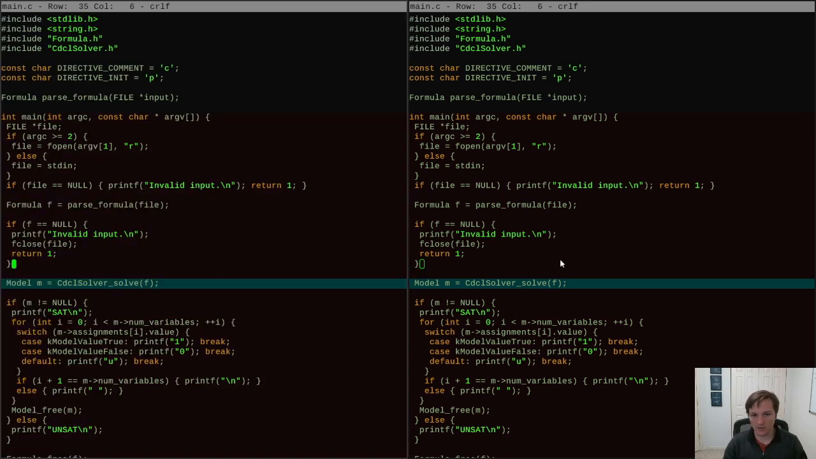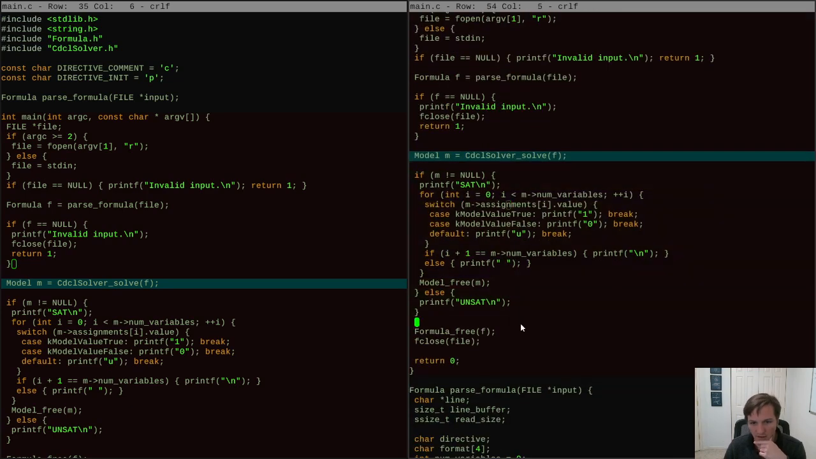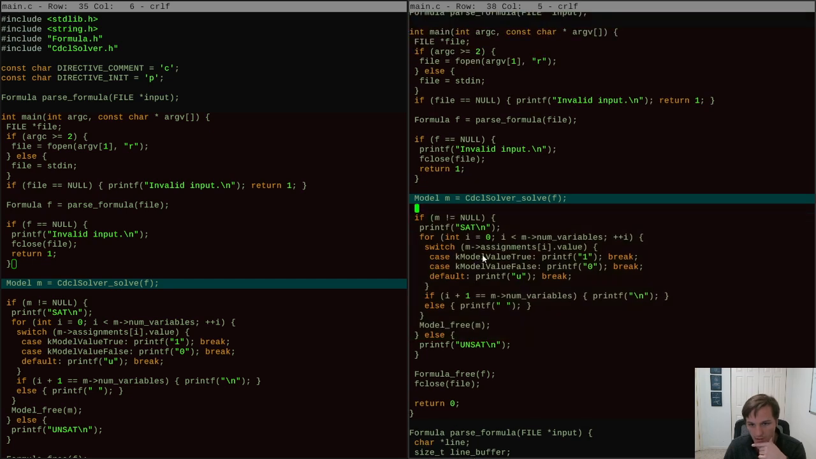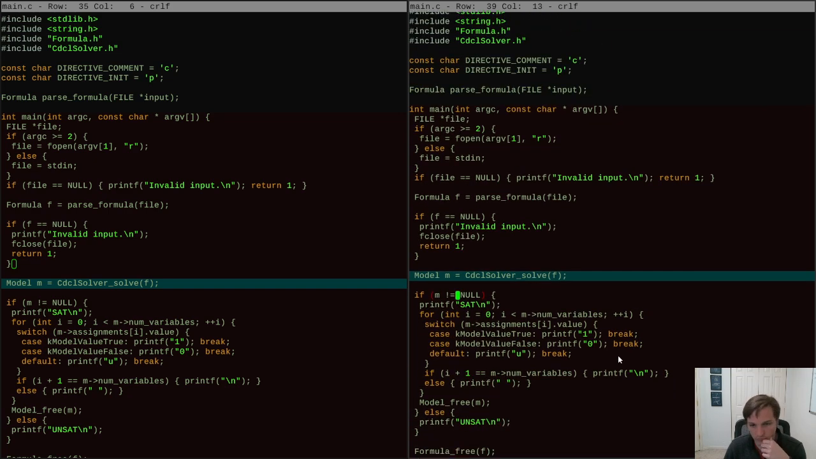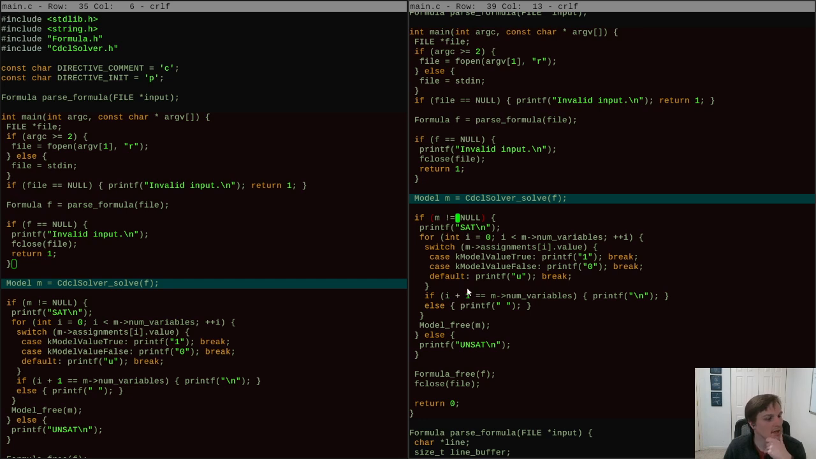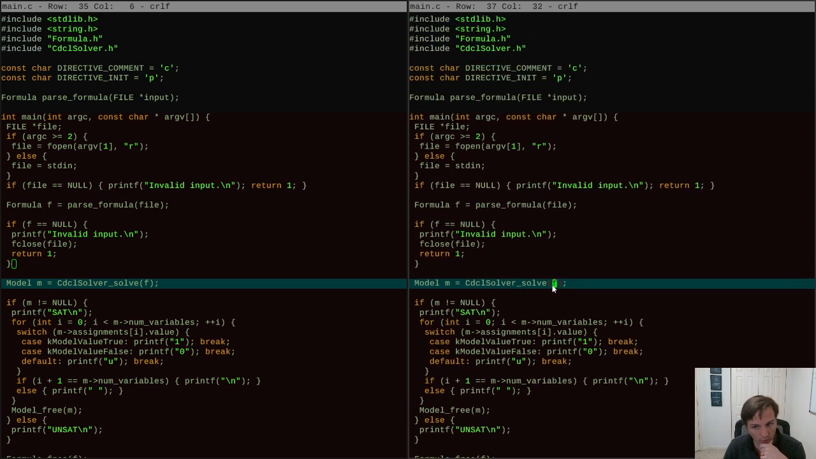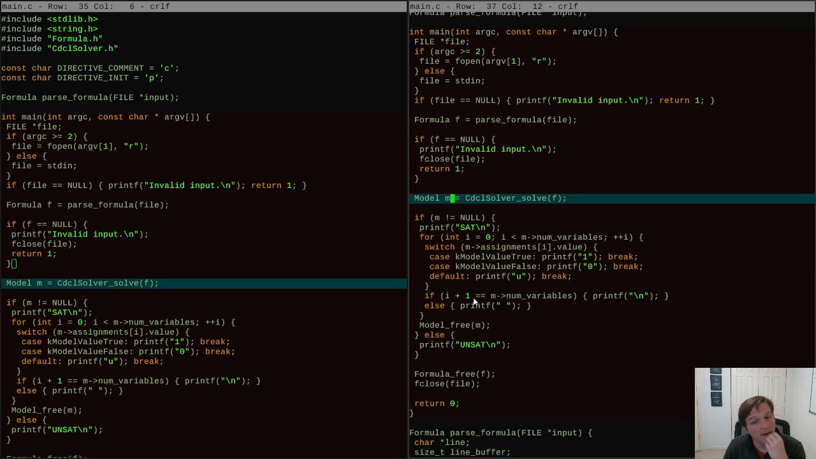Okay. So then there's the solver, and it looks like that's most of what's interesting about this. Num variables. Okay, so from what I'm gleaning off of this, the solver is going to take in a formula and it's going to return a model. If that model is a null pointer, then there was no way to satisfy the formula.